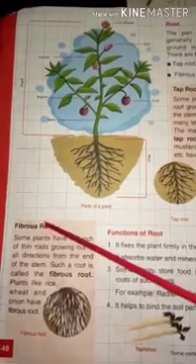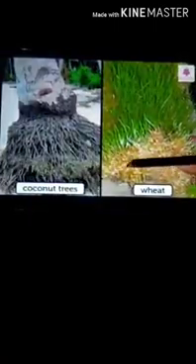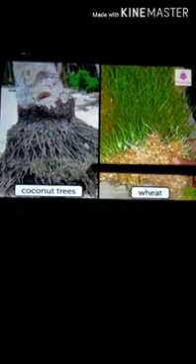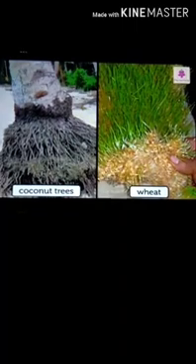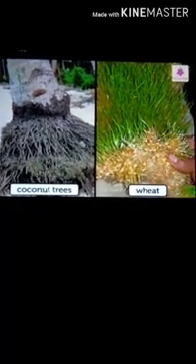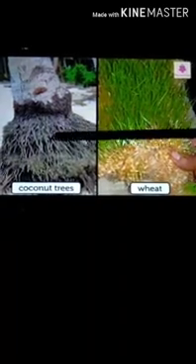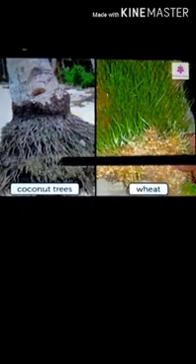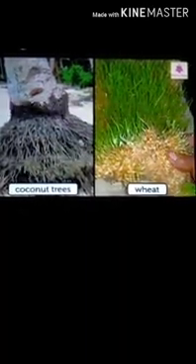So now we will talk about fibrous root. Now, see this root carefully. So plants like grasses, wheat, coconut. So these don't have a main root. They have a bunch of small roots. Clearly you can see here they have a bunch of small roots. So these are called fibrous root.